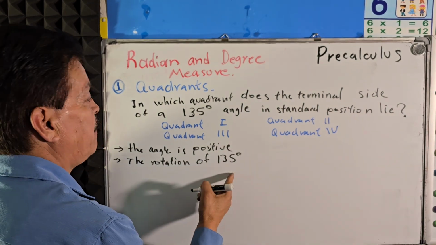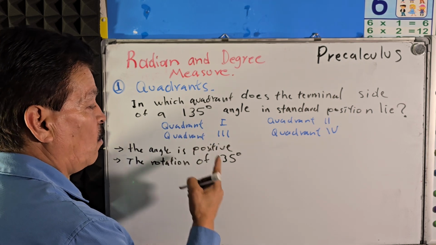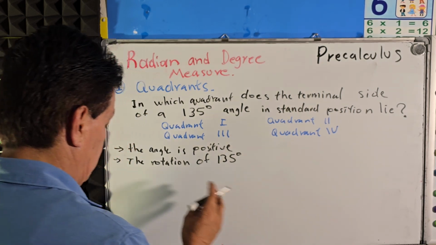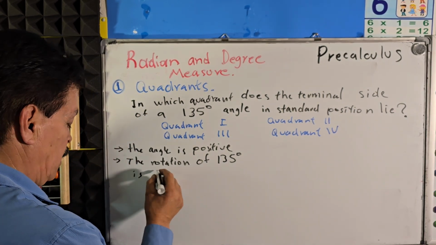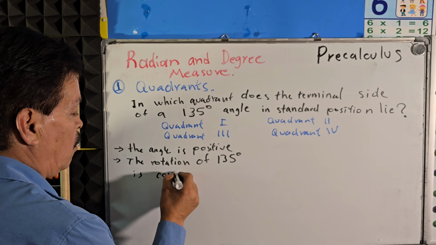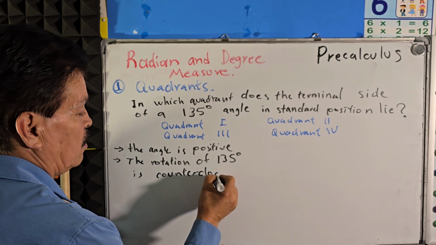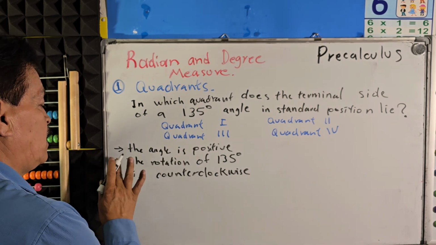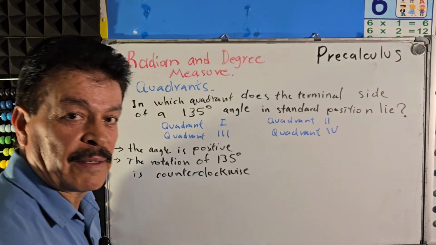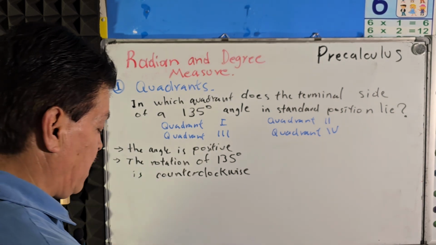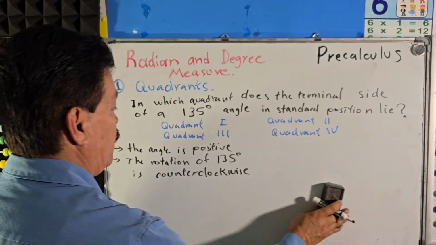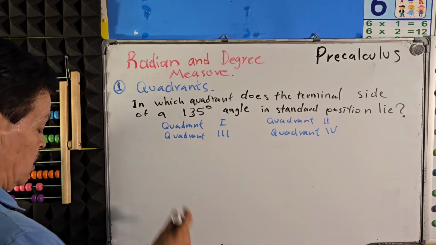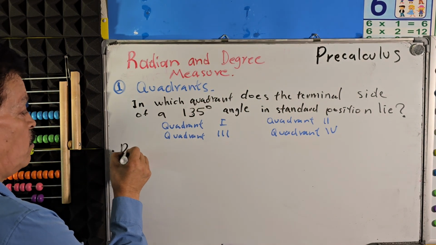Now talk about the specifics of this angle. The rotation of 135 is counterclockwise. So this is very important in our problem. Okay, step by step. Now I don't have enough space. I will erase this, keep it in your mind. So now we have the rotation.